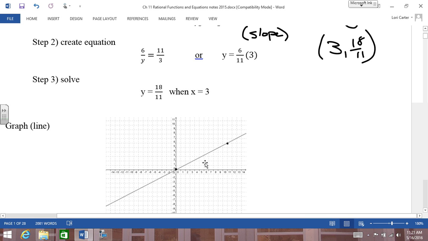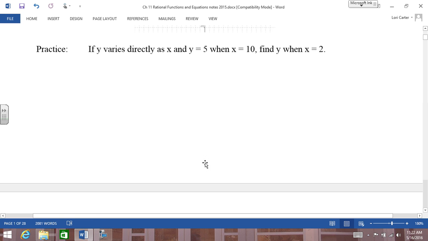All right, all good? So, step 1, figuring out what kind of graph. Step 2, find k. Step 3, use k to find whatever's missing. Is that it? That's it.